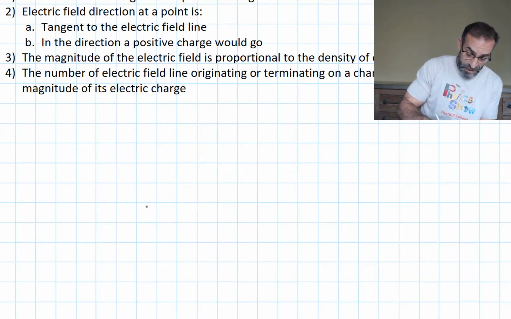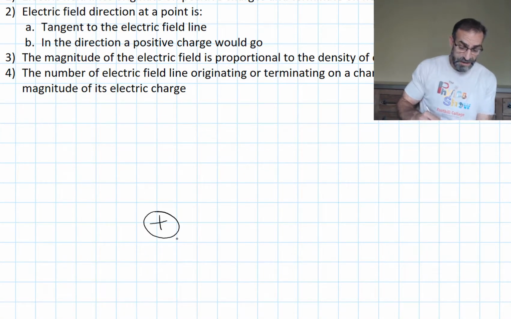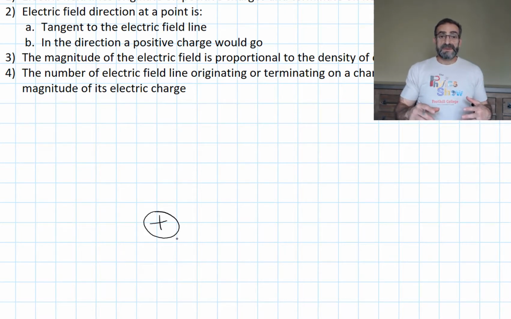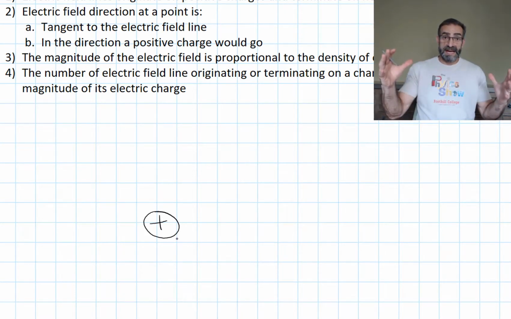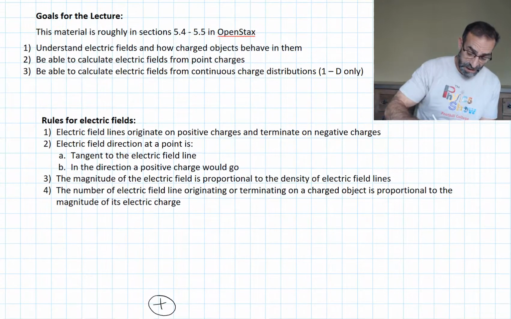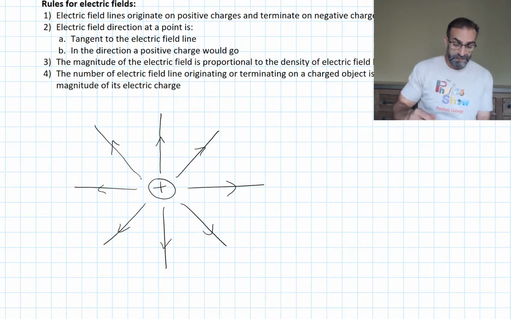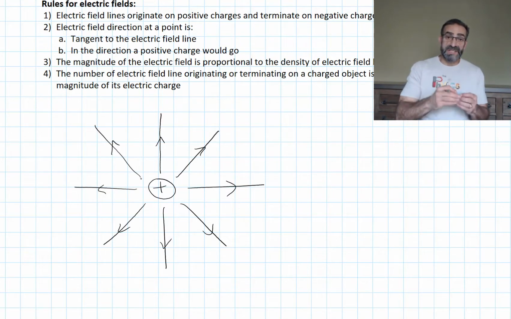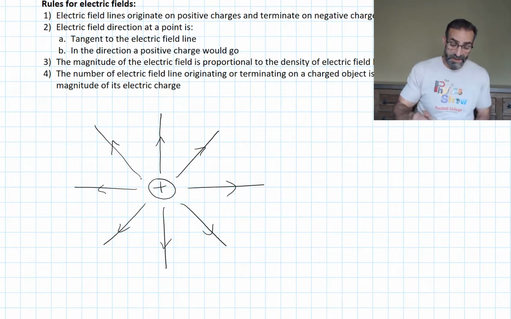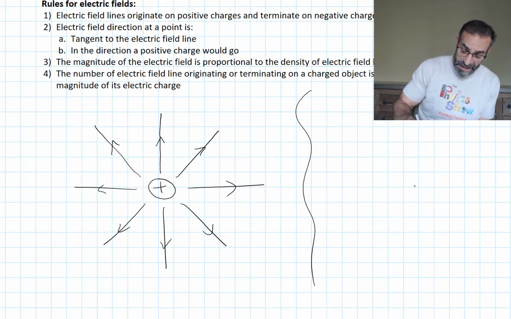If we have a point charge here, let's make it a positive one. We know that the electric field will come out of that positive charge. The positive charge will fill the space around it with an electric field, and those field lines will point radially outward. Electric field lines originate on positive charges, like I've drawn here, and they terminate on negative charges. If I had a negative charge, those electric field lines would point the other direction.